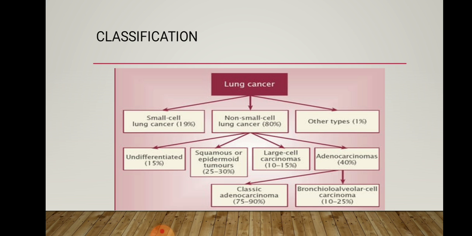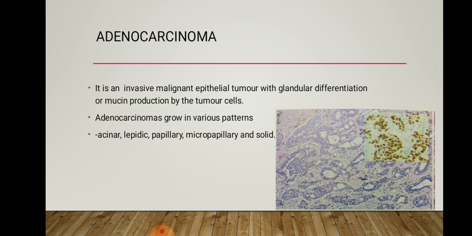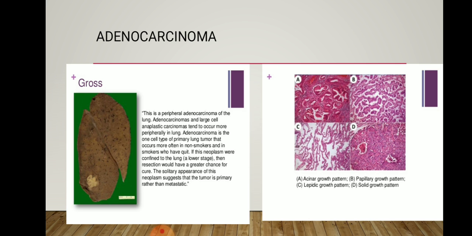Classification. Lung cancer is classified into small cell lung cancer and non-small cell lung cancer. Non-small cell lung cancer is further divided into squamous cell carcinoma, large cell carcinoma, adenocarcinoma. Adenocarcinoma of lung. It is an invasive malignant epithelial tumor with glandular differentiation or mucin production by tumor cells. Adenocarcinoma grows in various patterns, that is acinar, lepidic, papillary, micropapillary and solid.